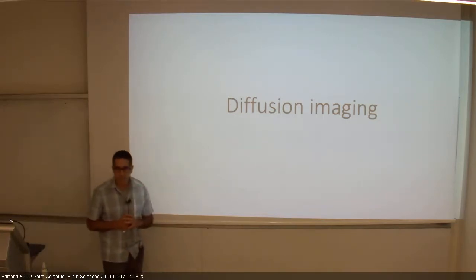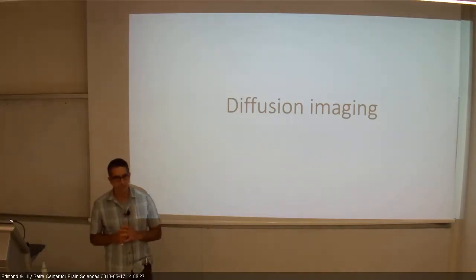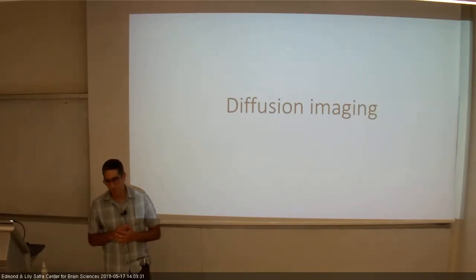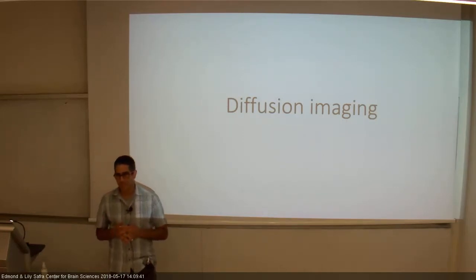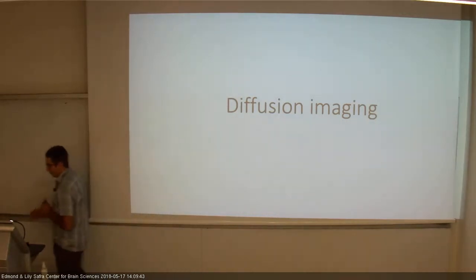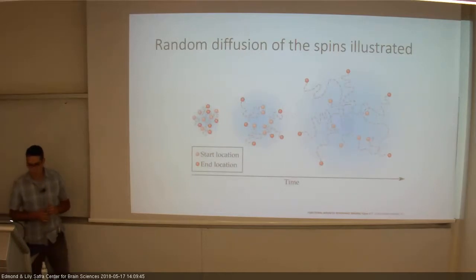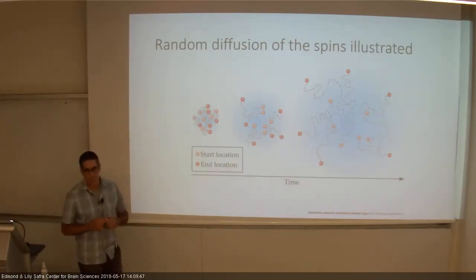Does someone want to give me a fast definition? Particles? Movement of particles. In what way? In what is described as Brownian motion. Brownian motion, so without any coherent order or direction, right? That's true. And if our particles are water molecules, the protons of the water molecule, that's what we are sensitive to.